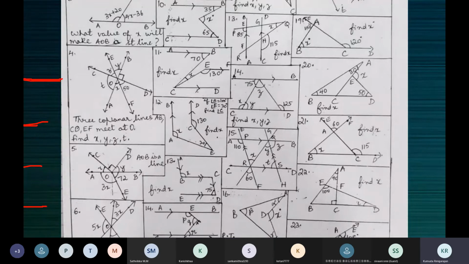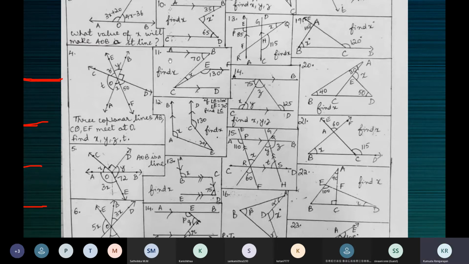EC is the transversal. EF and CD are the parallel lines. I hope all of us understand that. EC is the transversal because EC connects the two parallel lines EF and CD. Parallel line, transversal, parallel line. These angles are right angles. They are supplementary. So ECD will be 50 degrees. Then AB parallel to CD and BC is the transversal.